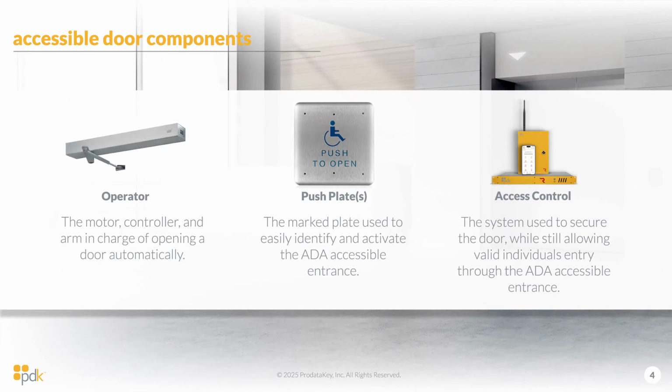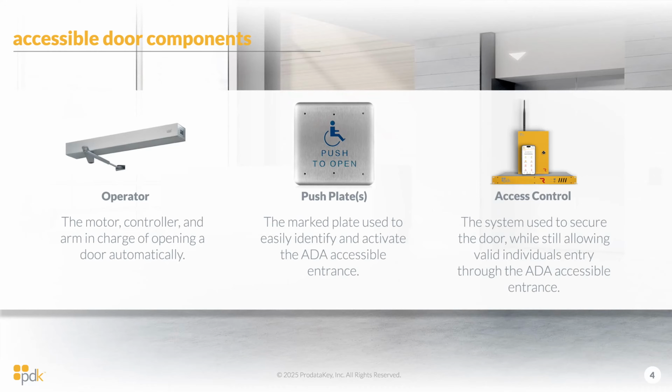So there are a few components that may make a door ADA accessible. What you probably recognize would be the operator, that is the motor, the arm, and the controller associated with opening the door. But probably the more identifiable piece is going to be the push plate. It's what you see there on the screen that indicates that it is an ADA accessible entrance, so it's easy to identify and find, and they can just push that in order to open up a door.